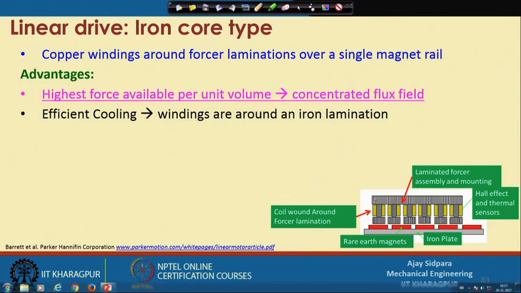So, what is happening is that the whole system is actually open. Now, you can see that this whole part is moving in this direction or this direction, and when it is moving, you have air circulation all around the parts. So, that is the advantage, that efficient cooling is there. The temperature effect will be a little bit less compared to the other two types.